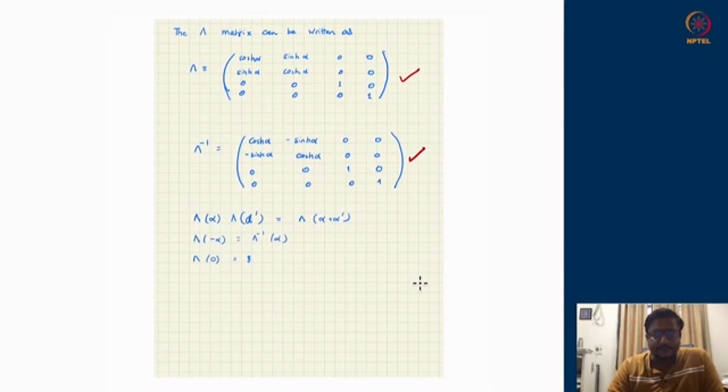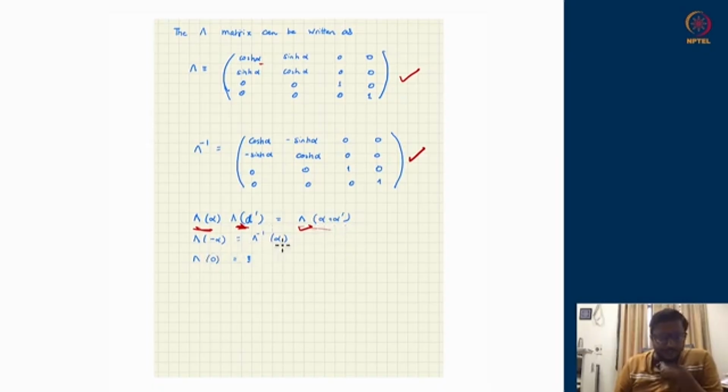So therefore, we have a structure which is something called a group theoretic structure, that we have association between two different parameters. If I take one lambda with a parameter alpha, multiply with another lambda with a parameter alpha prime, I will get a resultant matrix which is also a lambda, this kind of matrix, with the parameter alpha replaced by alpha plus alpha prime. So this is the association law.